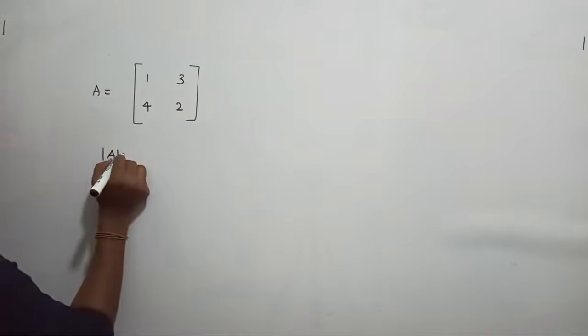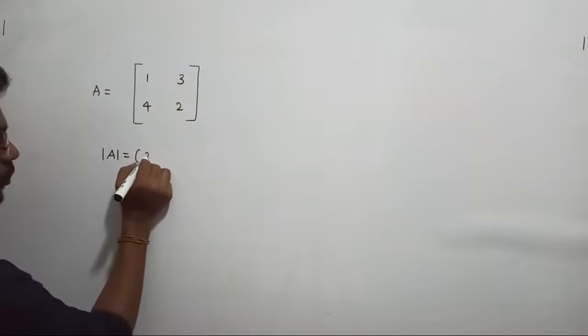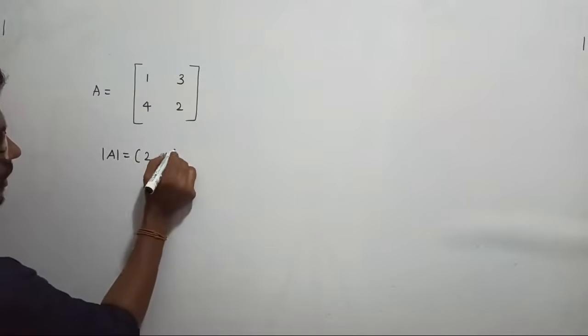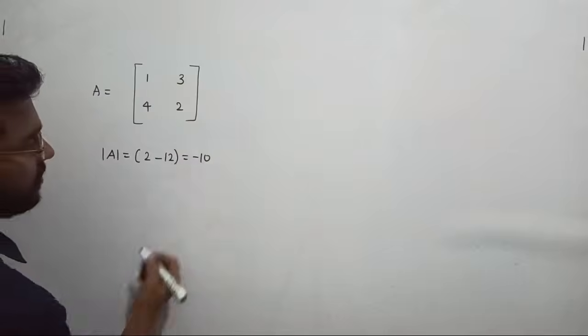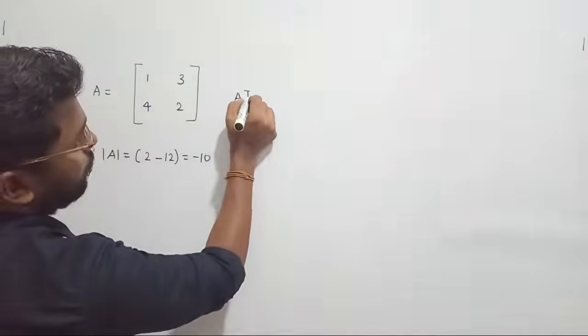What would be the determinant? Can you tell me? Determinant is going to be product of the diagonal, 2, minus product of the other diagonal. 4 into 3 will give you 12, such that it will be equal to minus 10. Exactly, that is true. Now let me take A transpose.